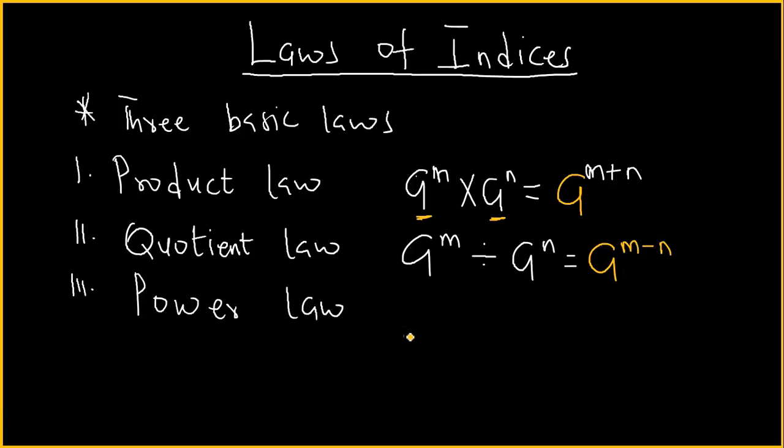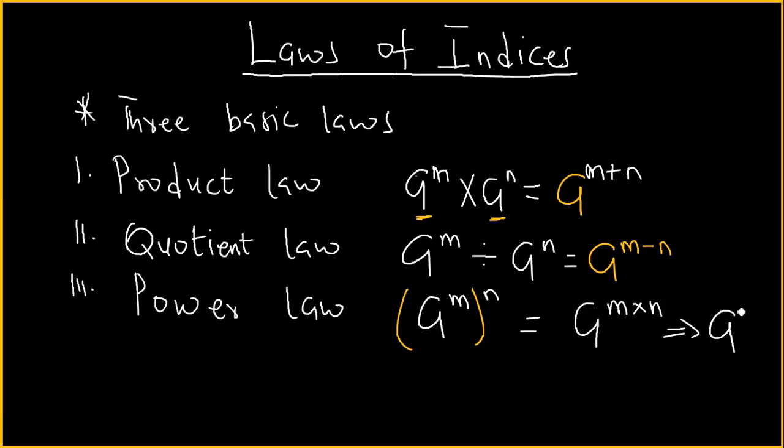The last one, power law, we have a to the power m, raised to another power n, and this is being expressed as a to the power m multiplying n, and this can also be written as a to the power mn. So these are the three basic laws of indices. Now let's delve right into some illustrative examples under the laws.